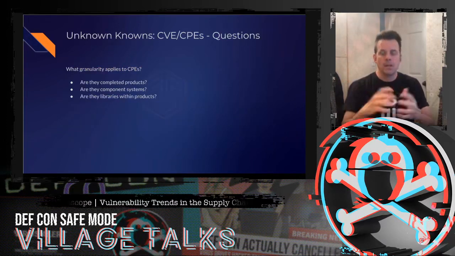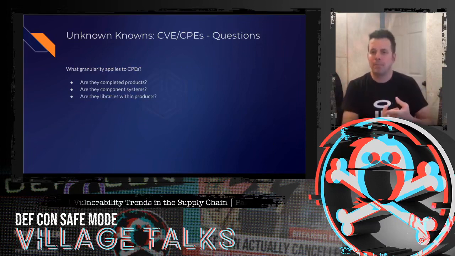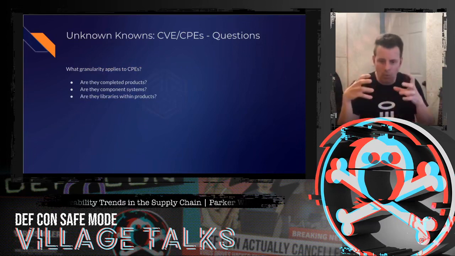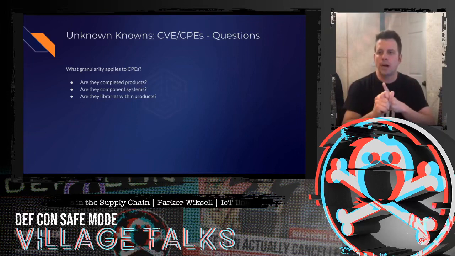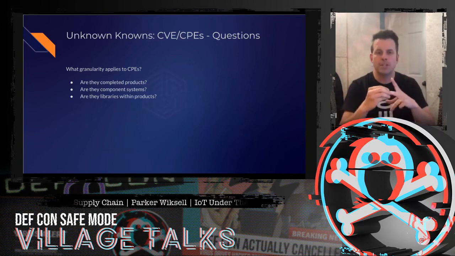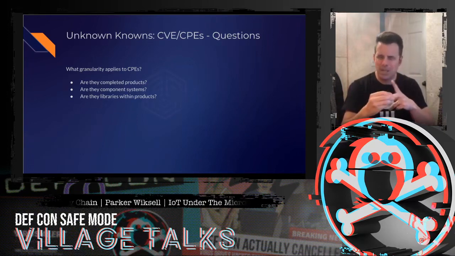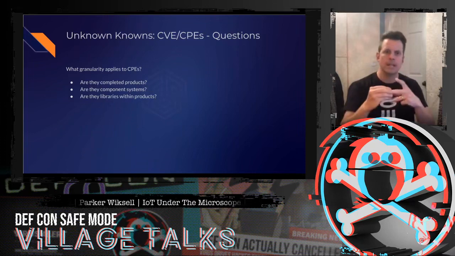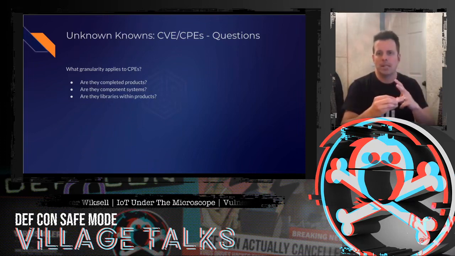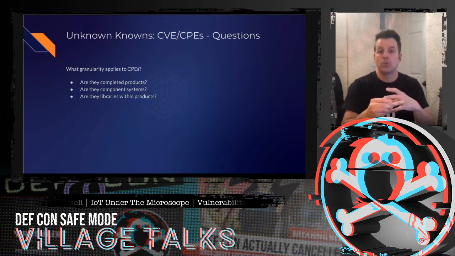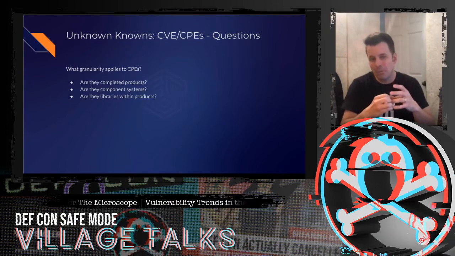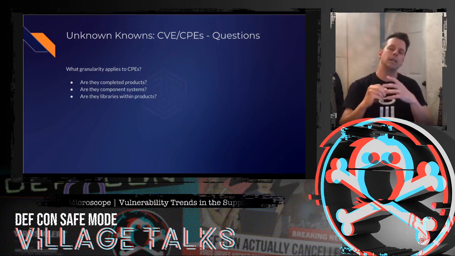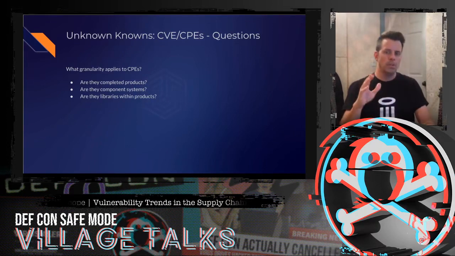All right. Are CPEs just complete products? Is it your whole camera system? Is that whole device one product, a CPE? Are the component systems in there, you know, your optics and stuff like that? Are the system on chips that are running on there a CPE? Should that have its own product entry in that database? Are there libraries within? Are you using OpenSSL? That's great. But what about libcrypto that lives within it? Could that be separate from OpenSSL? Could that be its own product? So there's an awful lot of questions that we need to answer with all that.